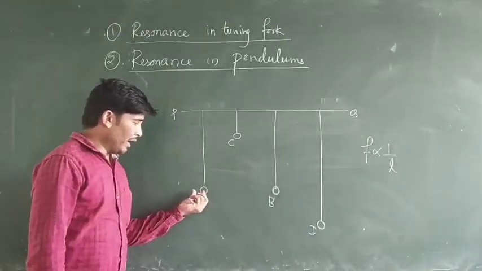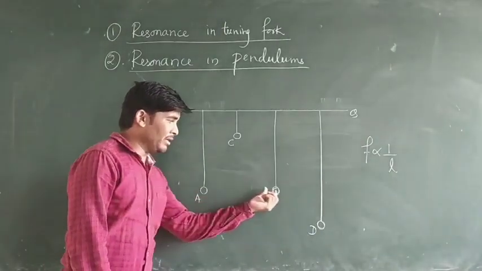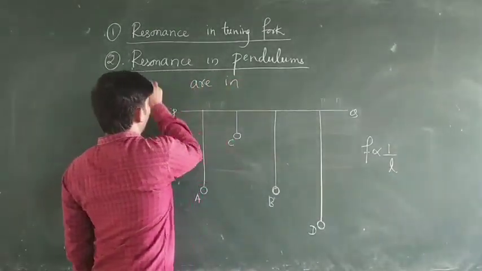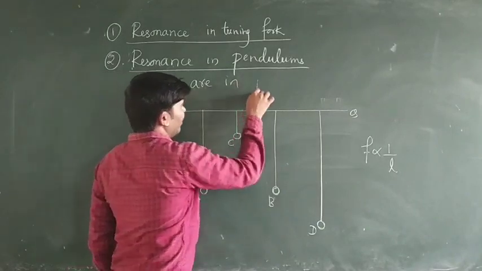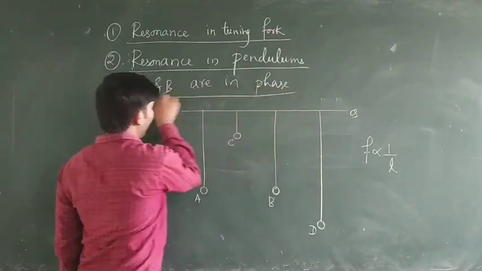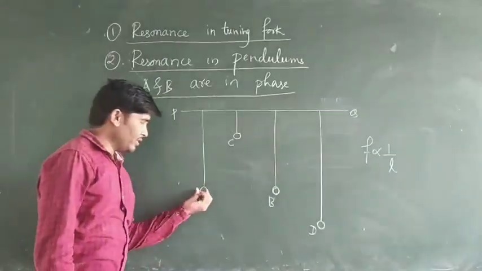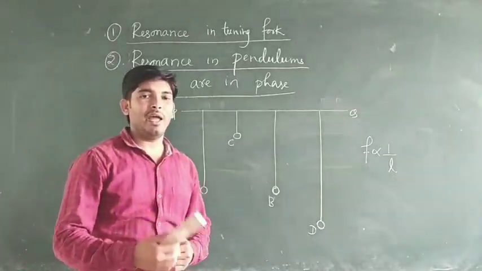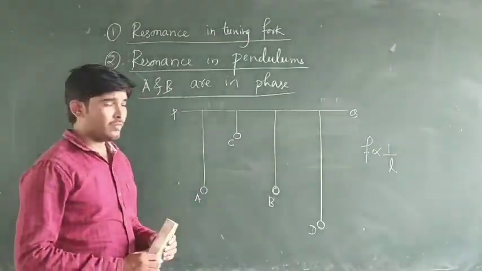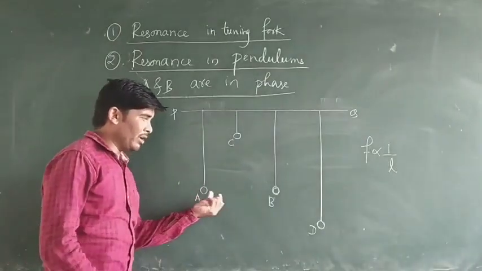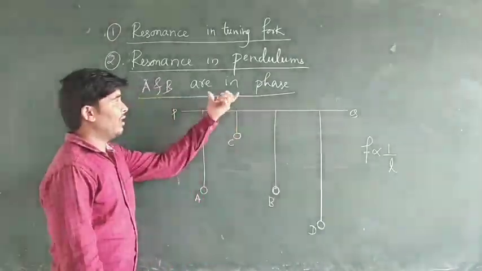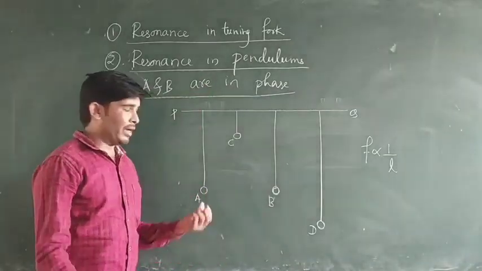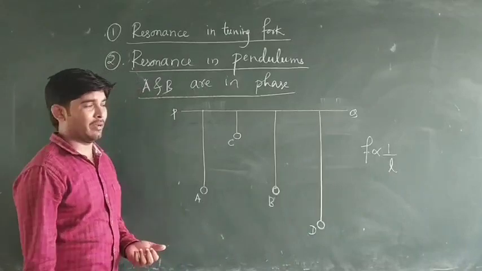And the pendulum A and the pendulum B are in phase. A and B are in phase. So what do you mean by this? A and B are in phase means these two pendulums are reaching their extreme position on either side at the same time. So that's why we consider that pendulum A and pendulum B are in phase. So it means their extreme positions are reached by these two pendulums at the same time.